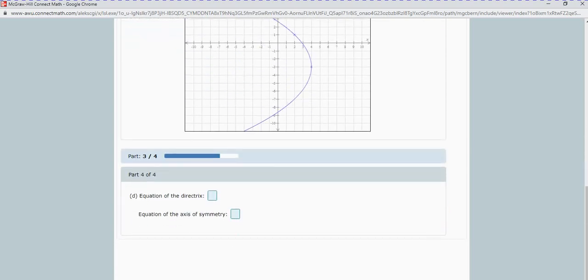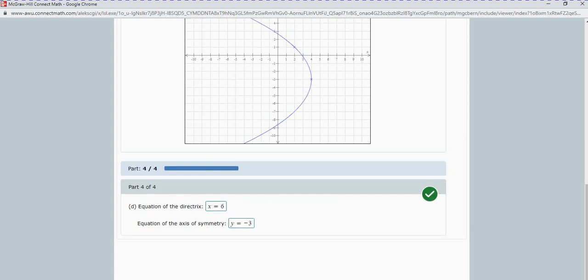So our last step, equation of the directrix. Again, it's an equation of the form x is equal to a constant, and in this case the constant was 6. And then our axis of symmetry was y is equal to -3. Okay, let's check it. And there we go.